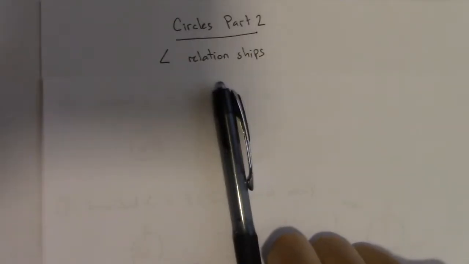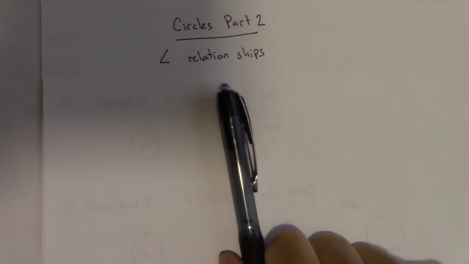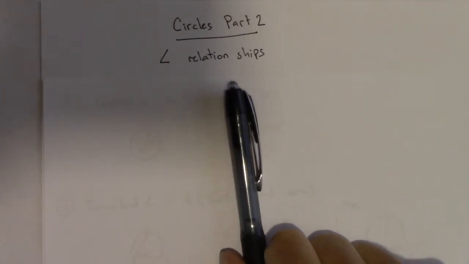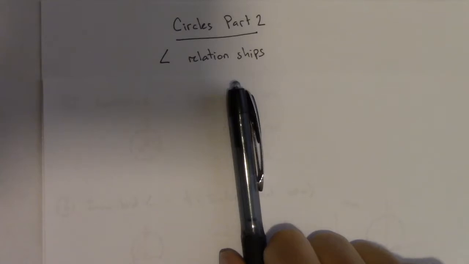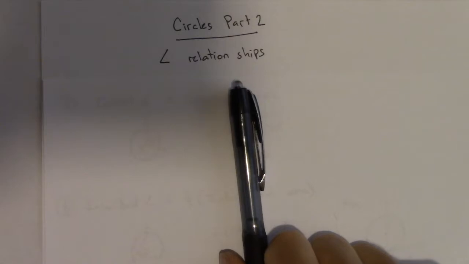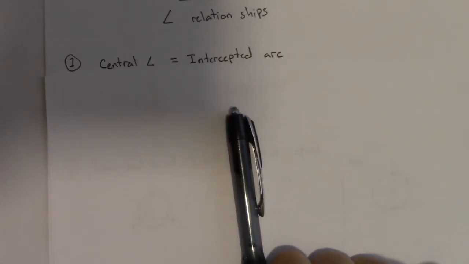Okay, so in this part 2 of circles, we're going to go over the angle relationships that we have in circles. The next part will go over some of the arc length and arc distances that we have, but we're starting off with angle relationships. So to get us off, we've got our central angle, which is going to be equal to the intercepted arc.